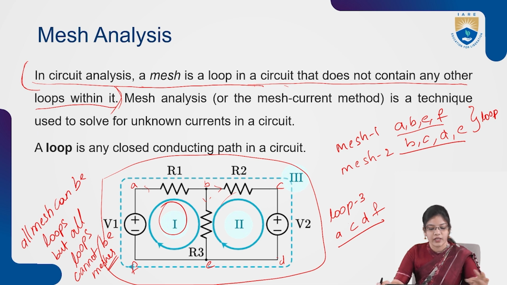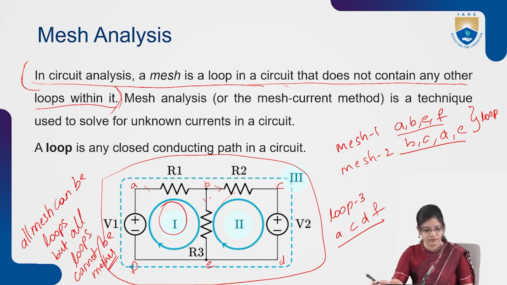The mesh current method is a technique used to solve for unknown currents. Why are we using mesh analysis? To calculate the unknown currents in the circuit. In the upcoming classes, we will be solving complex problems which have a number of meshes, and in those meshes we are going to calculate the currents. So mesh analysis is used to calculate the currents in the circuit.